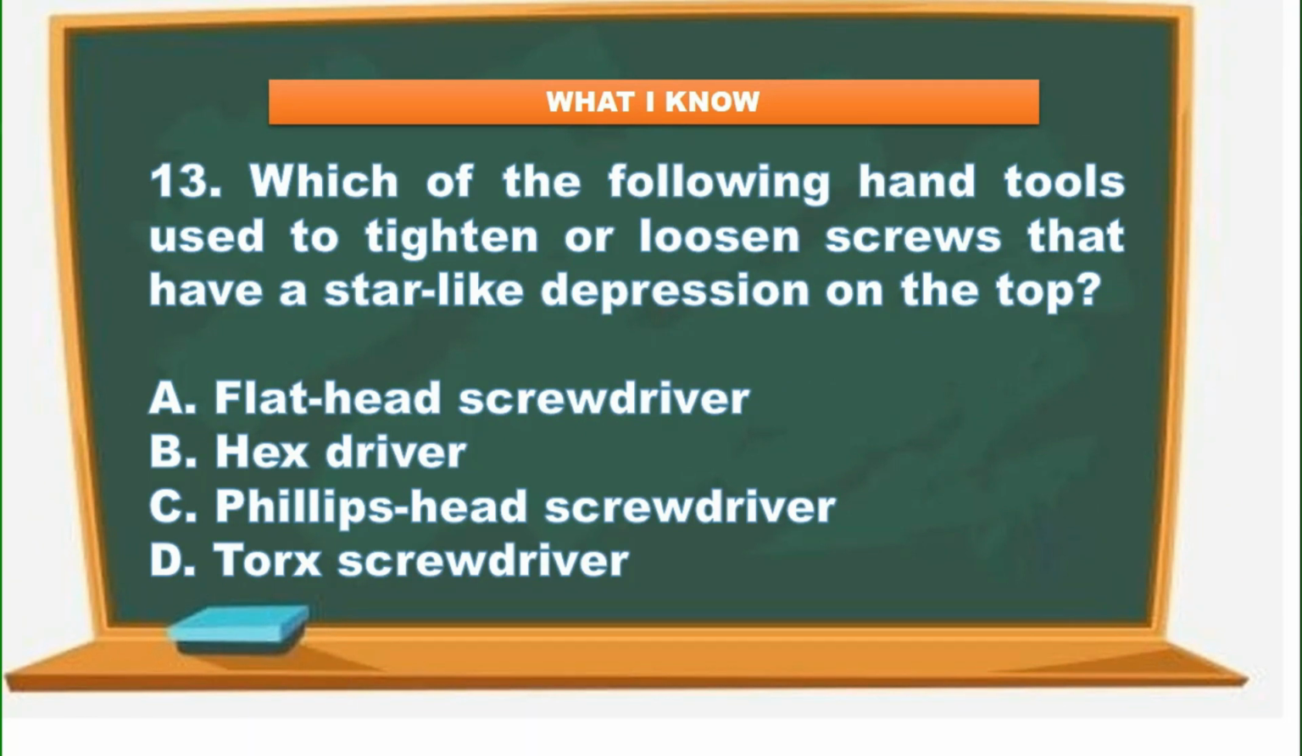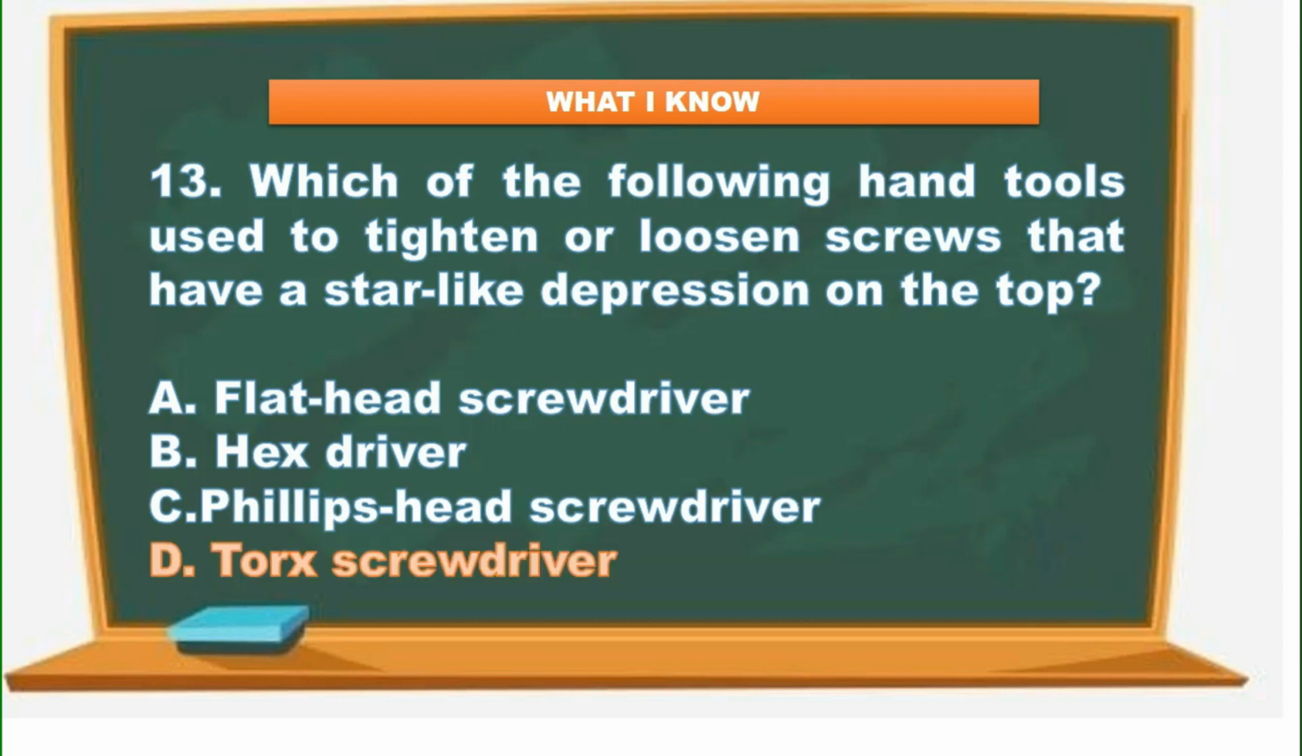Number 13. Which of the following hand tools is used to tighten or loosen screws that have a star-like depression on the top? A. Flathead screwdriver. B. Hex driver. C. Phillips head screwdriver. D. Torque screwdriver. The correct answer is D. Torque screwdriver.